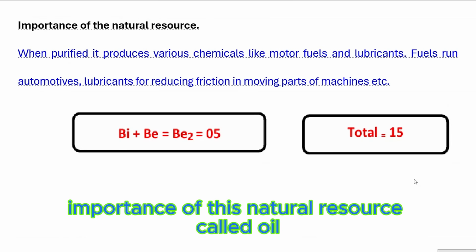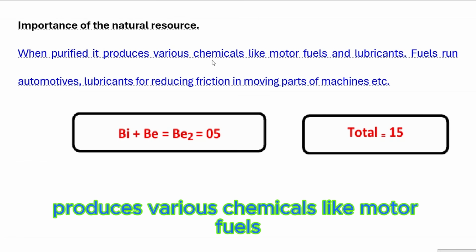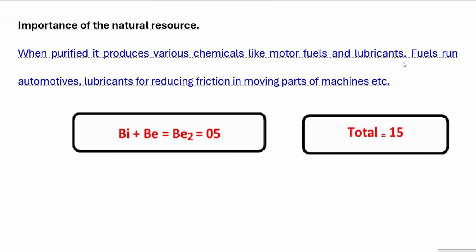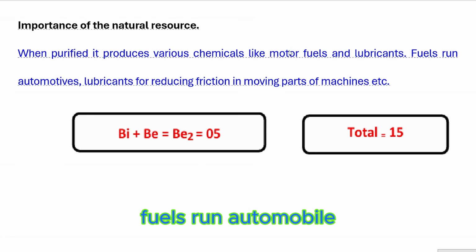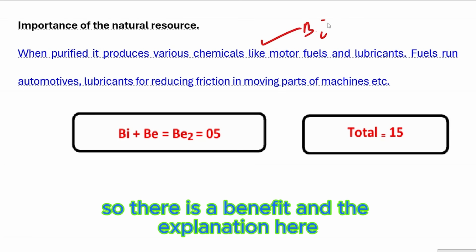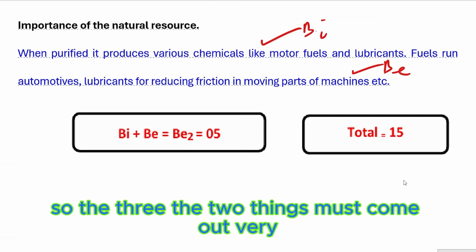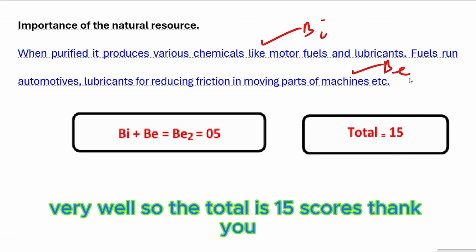Importance of this natural resource called oil. When purified, it produces various chemicals like motor fuels. Fuels run automobiles, so there is a benefit and the explanation here. So the two things must come out very, very well. So the total is 15 scores. Thank you.